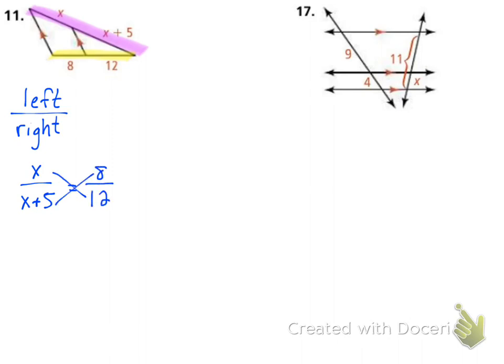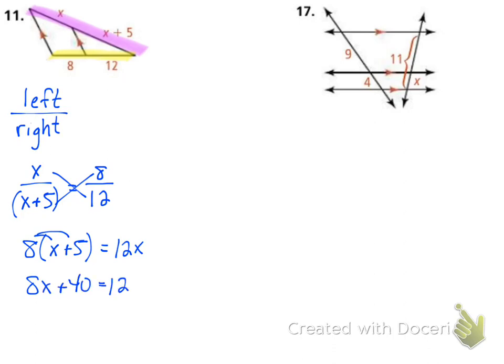Then I can go ahead and cross multiply, making sure that I distribute with the X plus 5. So 8 parentheses X plus 5 is equal to 12X. Then I can distribute and get 8X plus 40 is equal to 12X. I can then subtract the 8X over to the other side. Get 40 is equal to 4X. Divide both sides by 4, and I get X is equal to 10.